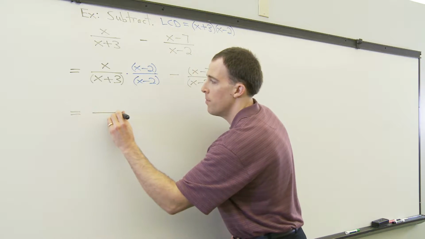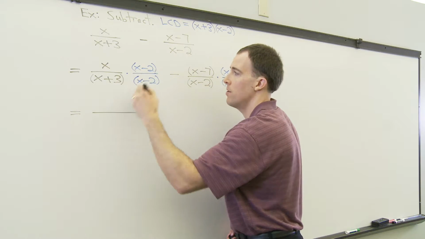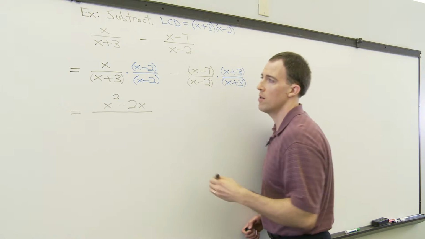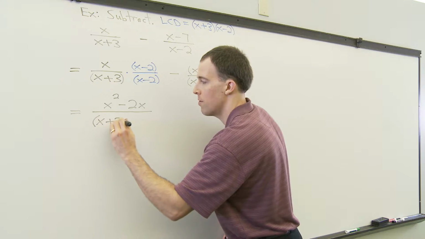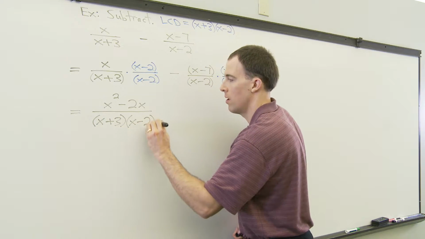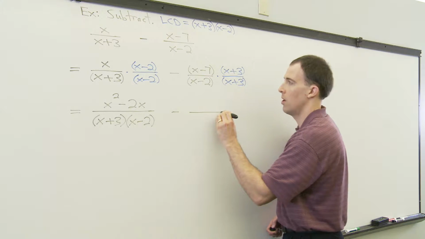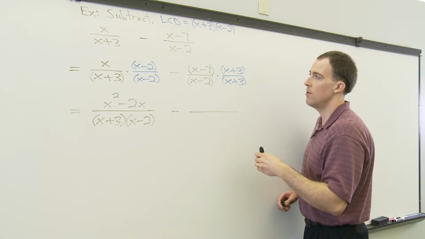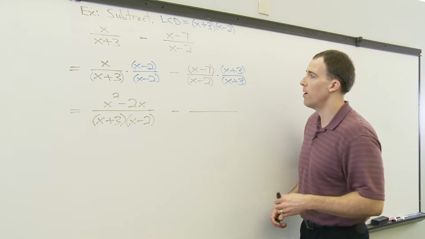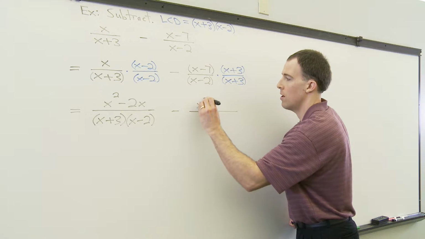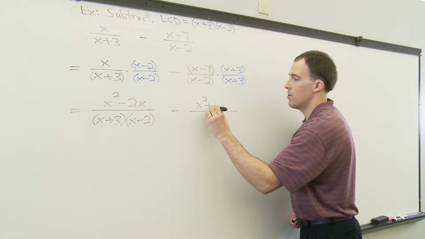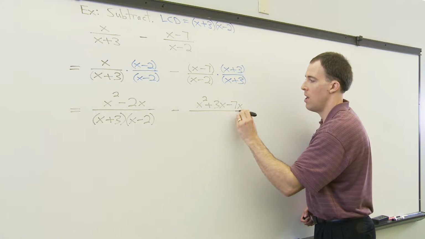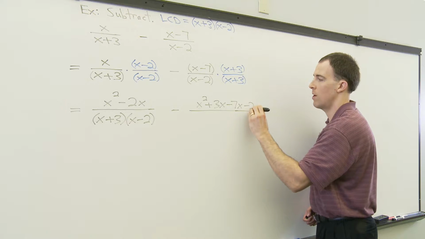So let's do the multiplication here. We've got x times x minus 2, which is going to be x squared minus 2x in the numerator, all over top of x plus 3 times x minus 2, and then minus. In the second numerator, we've got x minus 7 times x plus 3. We need to multiply those two binomials together by the FOIL process. So x times x makes x squared. x times 3 makes plus 3x. Negative 7 times x makes negative 7x. And negative 7 times 3 makes negative 21.